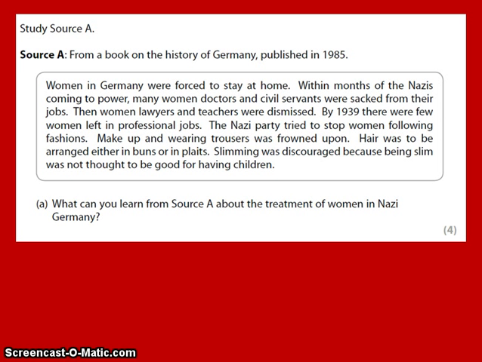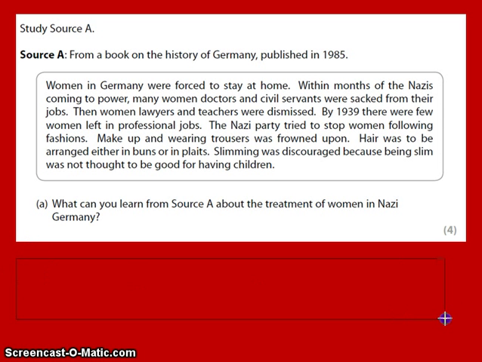The Nazi Party tried to stop women following fashions. Makeup and wearing trousers was frowned upon. Hair was to be arranged either in buns or in plaits, and slimming was discouraged because being slim was not thought to be good for having children. And the question is, what can you learn from source A about the treatment of women in Nazi Germany?